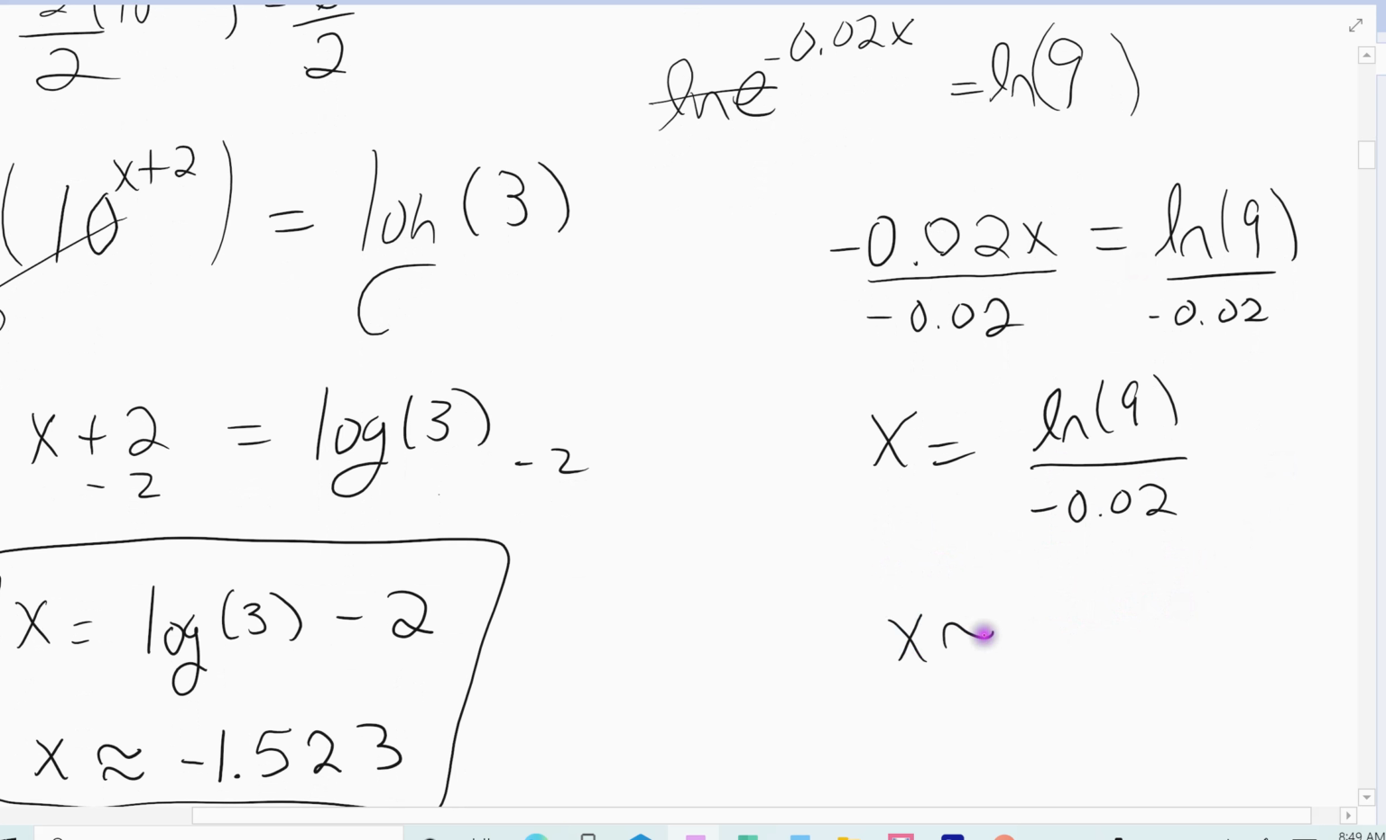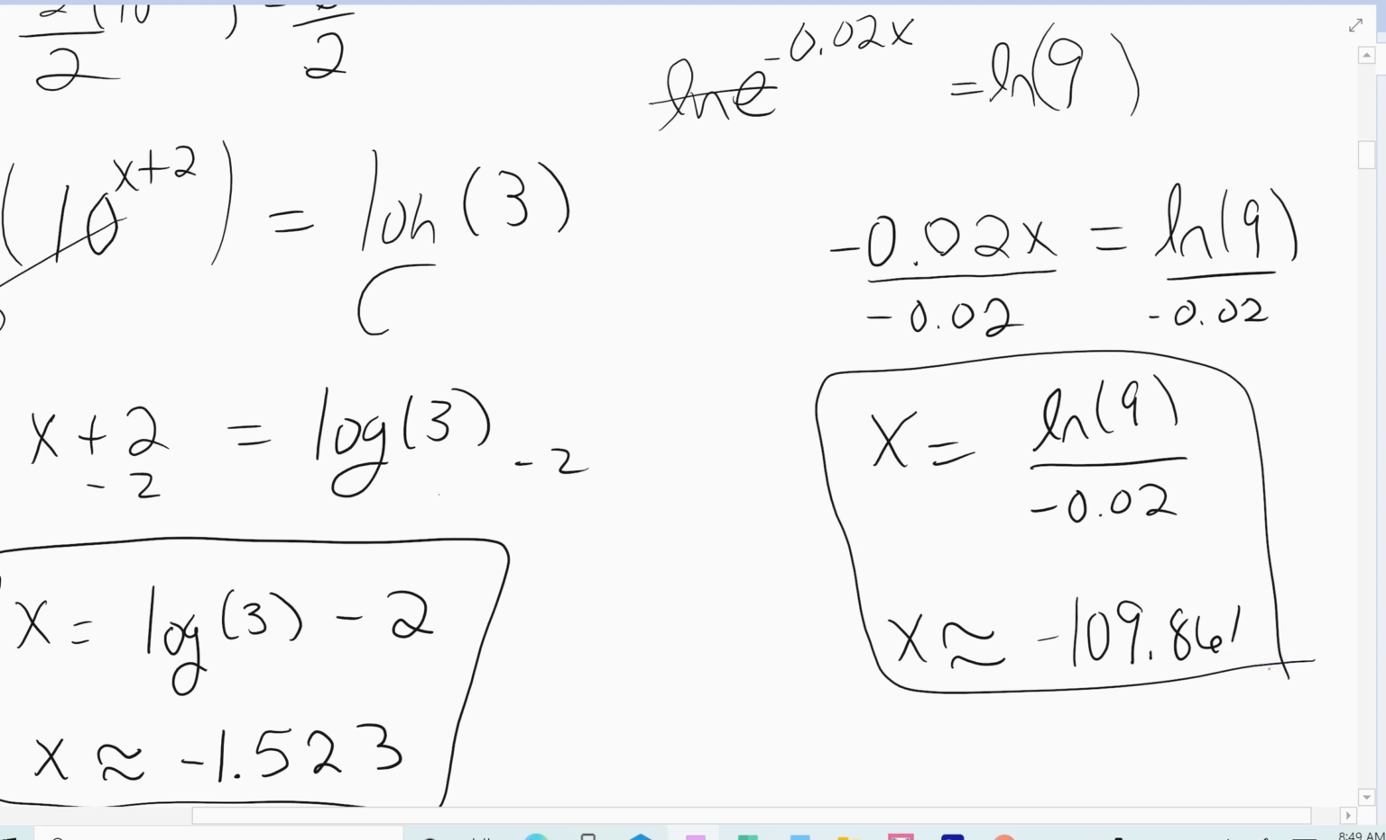And then to find the approximate answer, you take your natural log. You have an ln key on your calculator. So you take the natural log of 9 and then divide it by, don't forget the negative 0.02, and rounded to 3 decimal places it comes out negative 109.861. So there's the exact answer and there's the approximate answer.